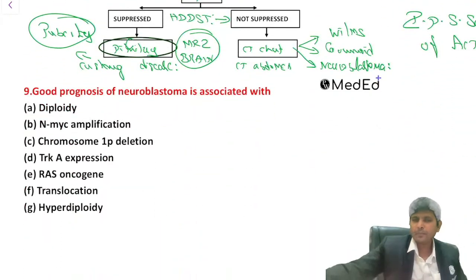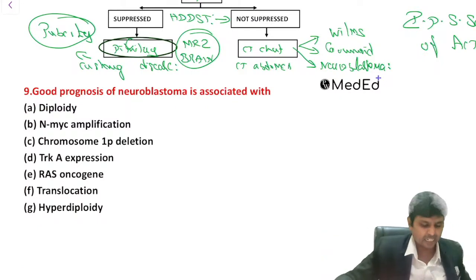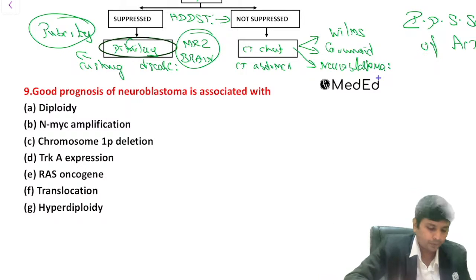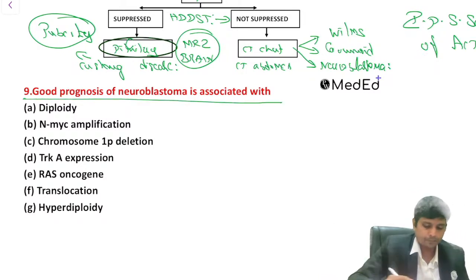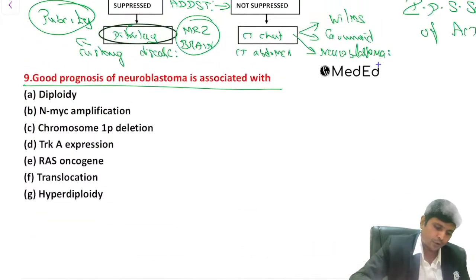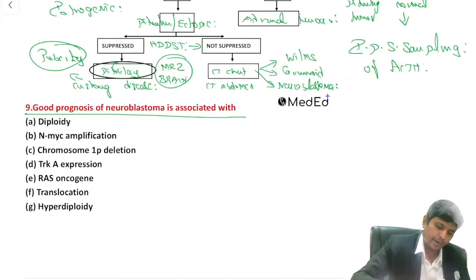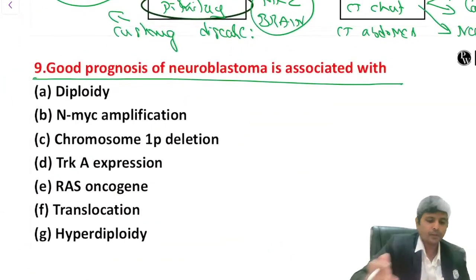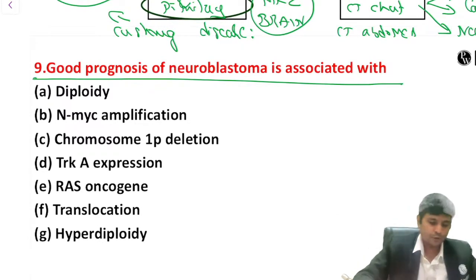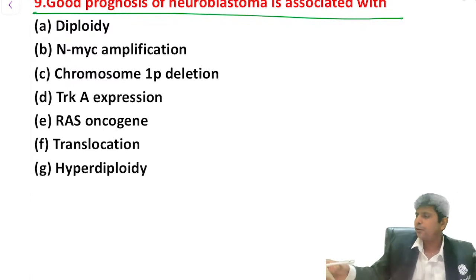Done. Approach to Cushing syndrome. And finally, what is this? Neuroblastoma. So what are all the good prognosis and bad prognosis associated with neuroblastoma? Remember, let me tell you some of the MCQs with respect to neuroblastoma.